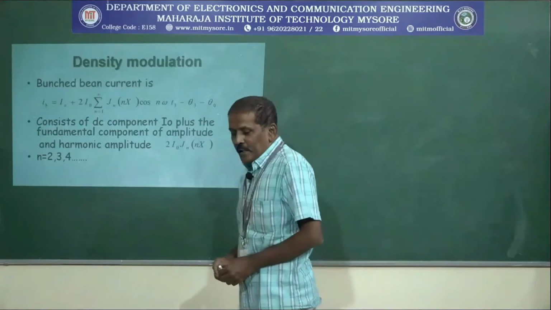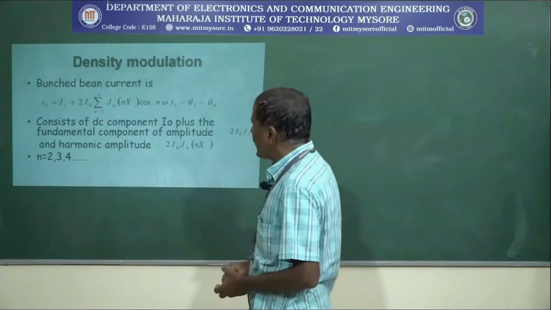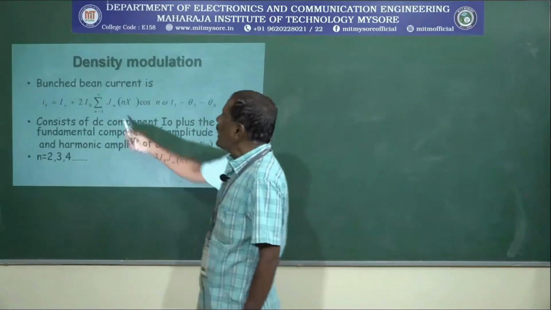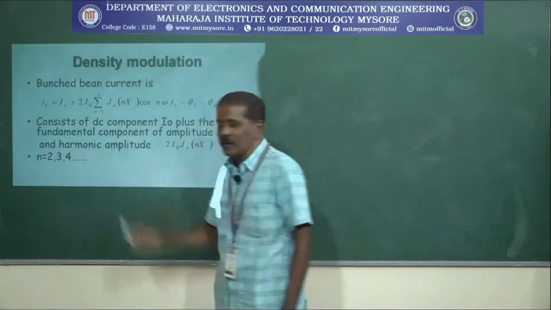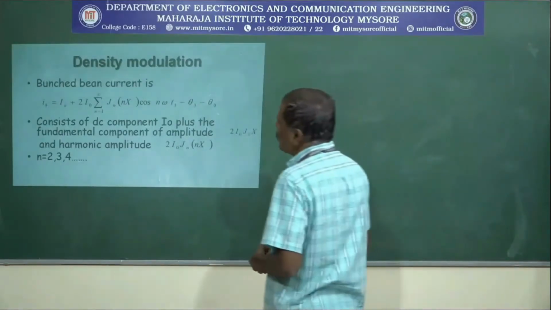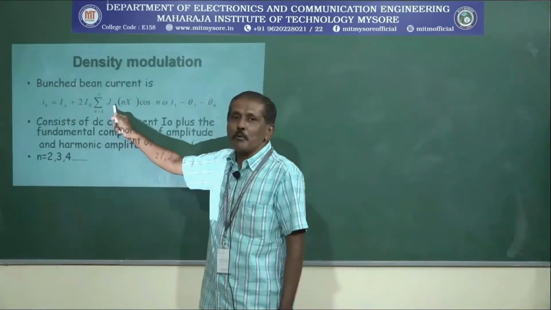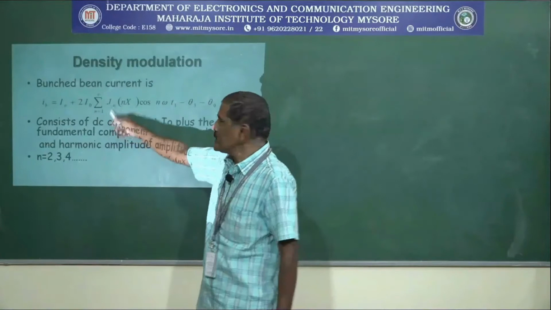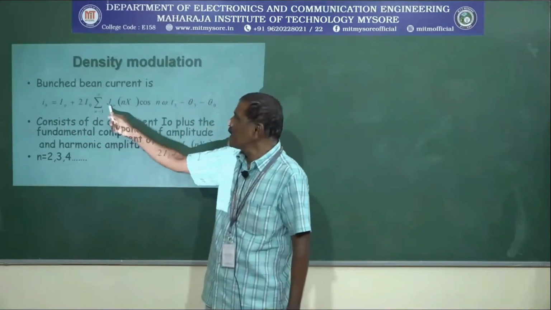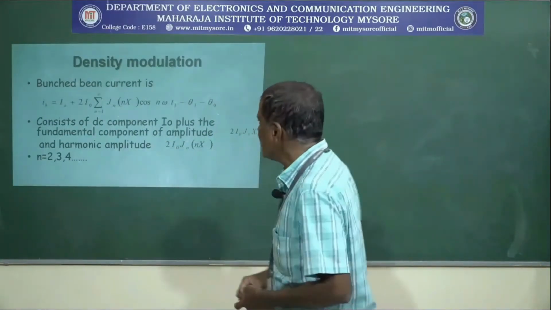And once the electrons are bunched together, we get the bunched beam current. The bunched beam current is calculated from this particular equation, where the J1 of Nx term is taken from the Bessel's function table. You are not supposed to bother about the derivation of these equations, just remember this equation. The bunched beam current is calculated from this equation, where the J1 of Nx value will be taken from the Bessel's function tables.